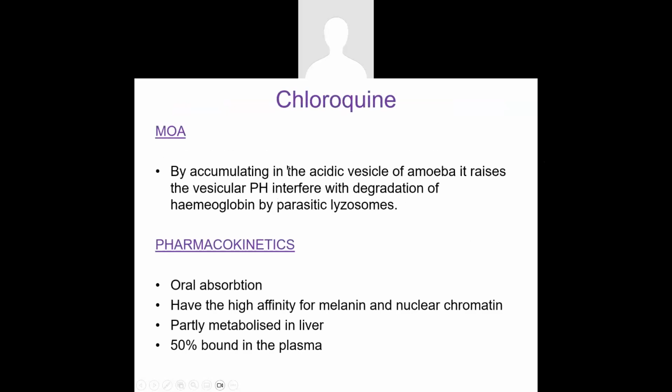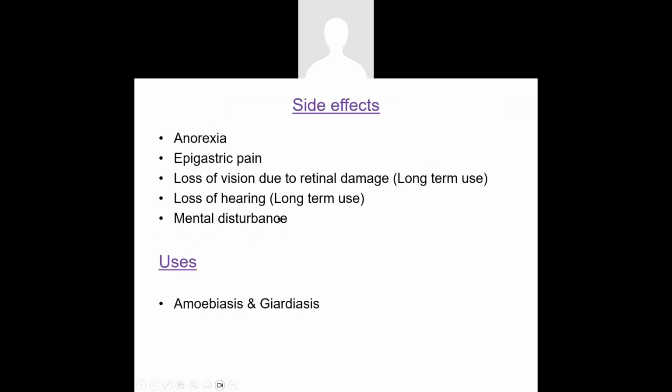Let's get another one, which is chloroquine. Chloroquine accumulates in acidic vesicles of amoeba, raises the vesicular pH, and interferes with the degradation of hemoglobin by the parasitic lysosome. Used in amoebiasis and giardiasis. Side effects: epigastric pain, loss of vision due to retinal damage, loss of hearing and mental disturbances. Loss of hearing and vision occur with long-term use.